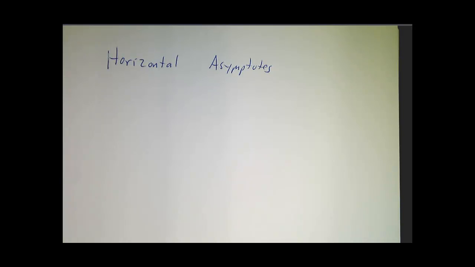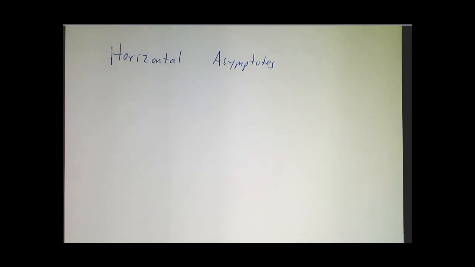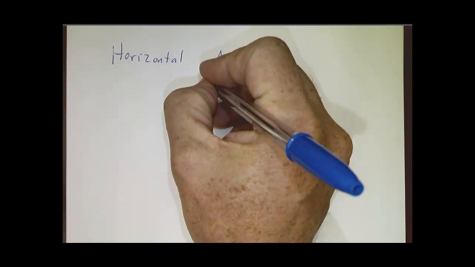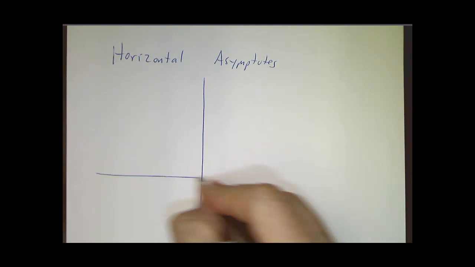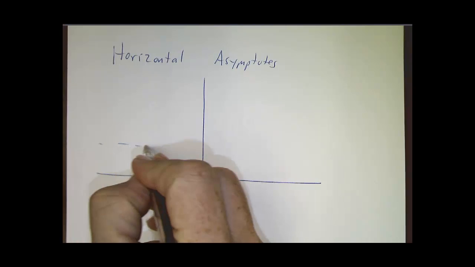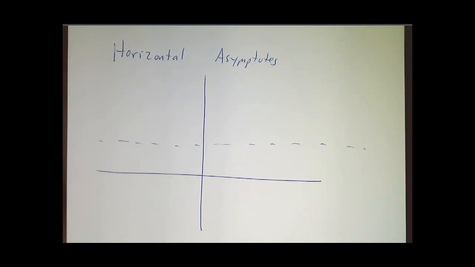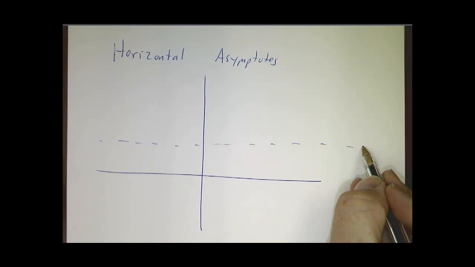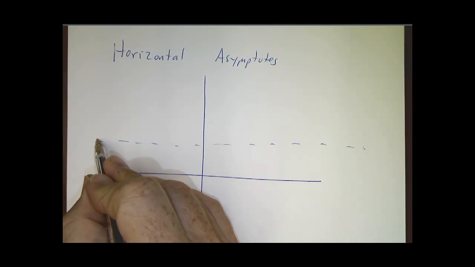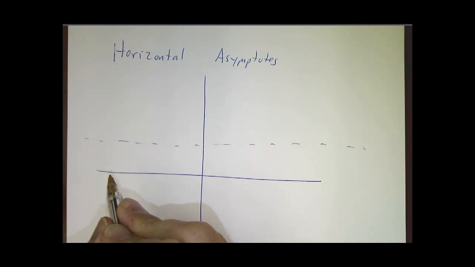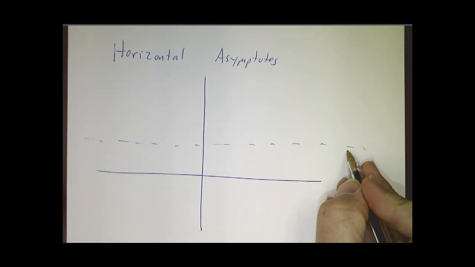Okay, so far we've talked about vertical asymptotes. Now let's talk about horizontal asymptotes. A horizontal asymptote is a horizontal line that the graph gets closer and closer to. So you can have a horizontal asymptote at the right, a horizontal asymptote at the left, or both. Let's take a look at the ones at the right.